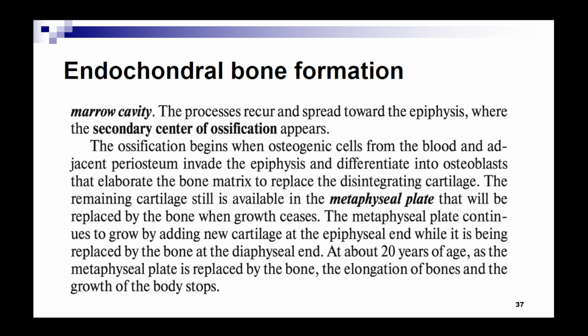Ossification begins when the osteogenic cells from the blood and adjacent periosteum invade the epiphysis and differentiate into osteoblasts and elaborate the bone matrix to replace the disintegrating cartilage. The remaining cartilage is still available in the metaphyseal plate and will be replaced by bone when growth ceases. The metaphyseal plate continues to grow by adding new cartilage at the epiphyseal end while the cartilage is being replaced by bone at the diaphysis end.